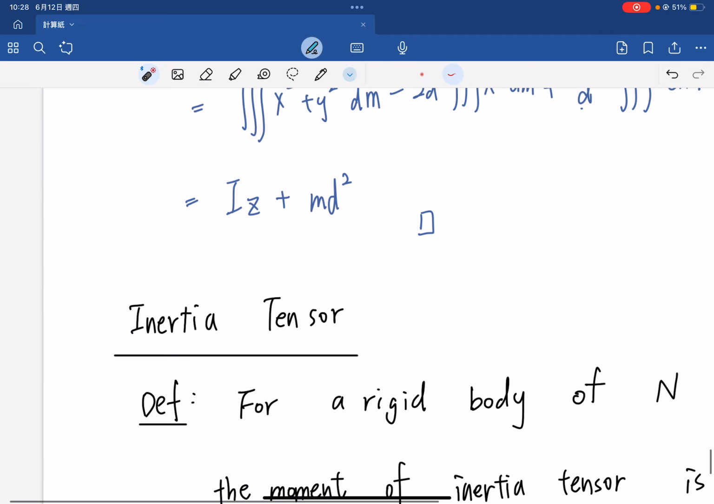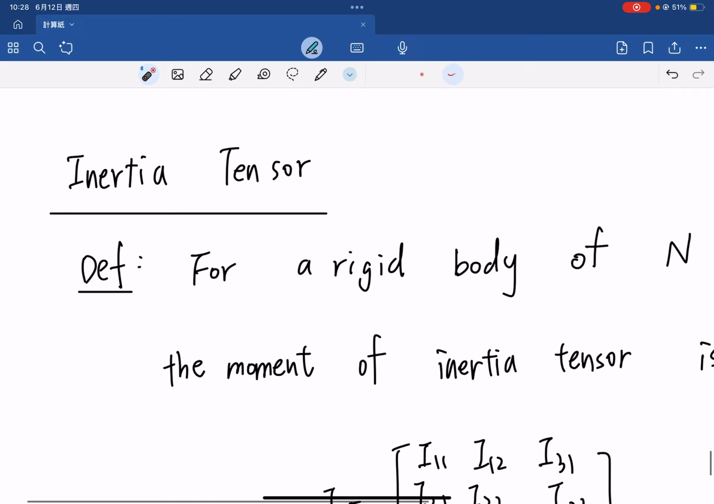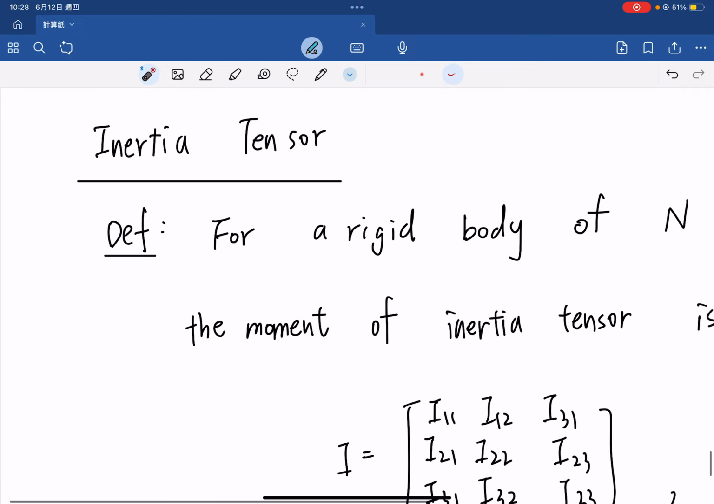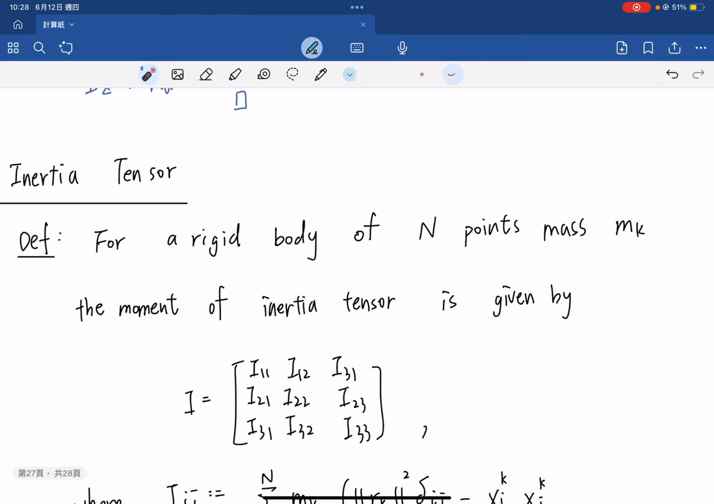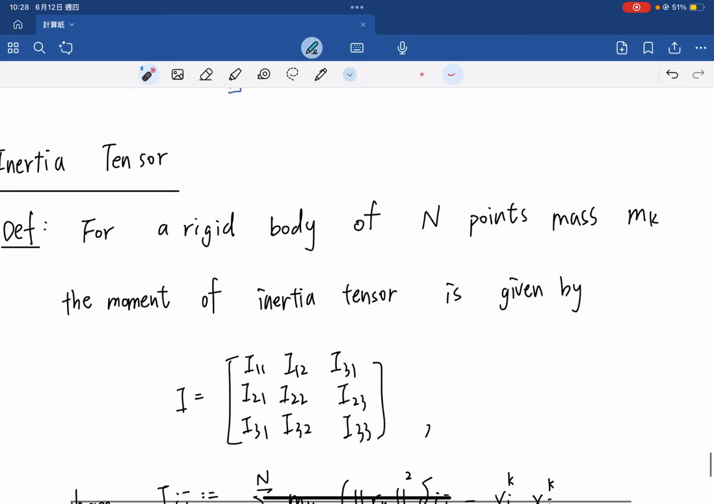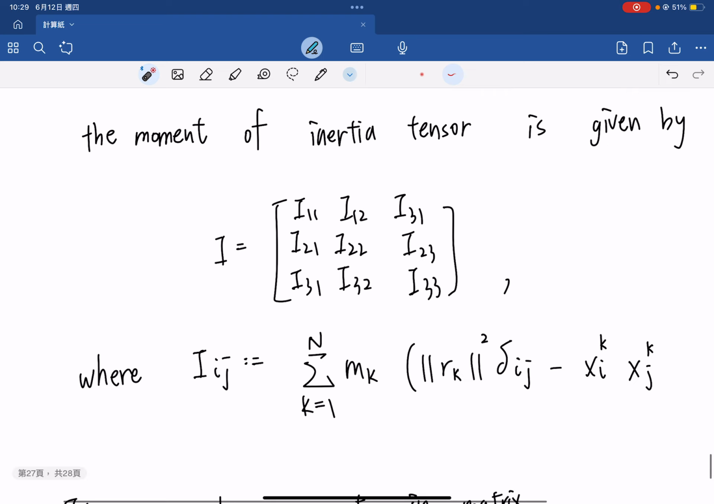And we have a convenient method to get our moment of inertia. So we have the inertia tensor. The definition of the inertia tensor is for a rigid body of n point masses. We call each mass mk. And the moment of inertia tensor is given by a 3 by 3 matrix.